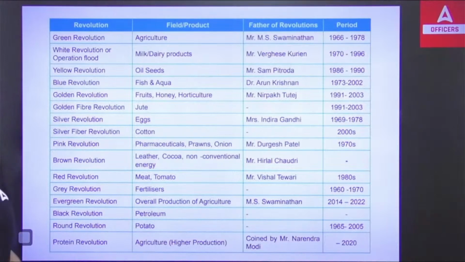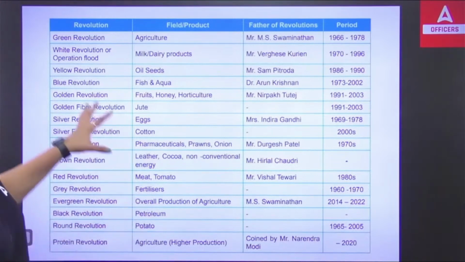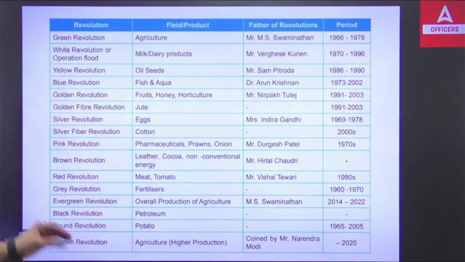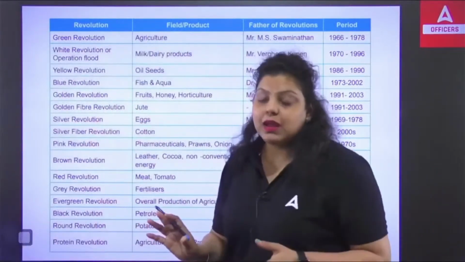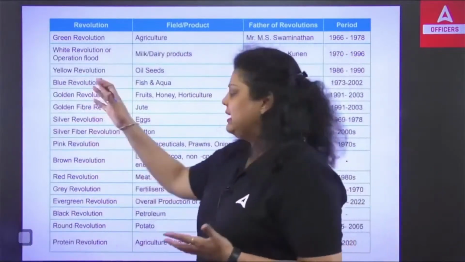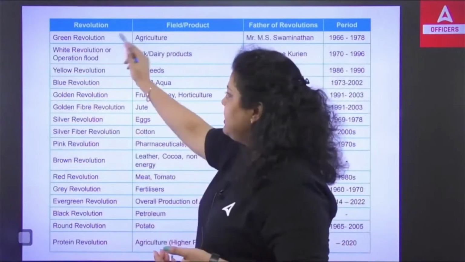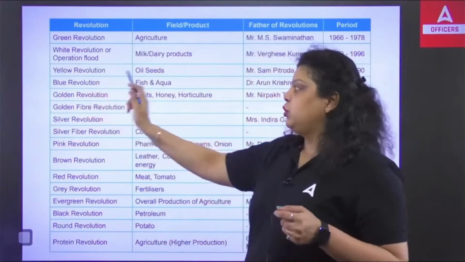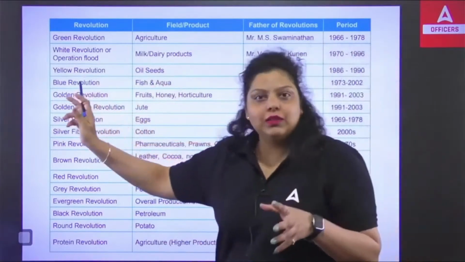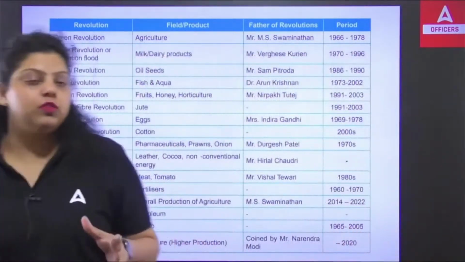Right, so this is what I was telling you, that these are the revolutions you have to remember, and make sure you remember them very carefully, because all these are related to the revolutions chapter, and any revolution can be asked here. So you can see green means agriculture, white means milk and dairy products, yellow means oil seeds, blue means fish and aqua. You can relate with the color, but not all the revolutions will be related with the color.